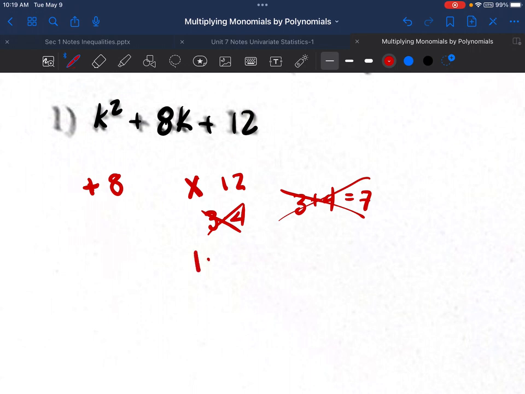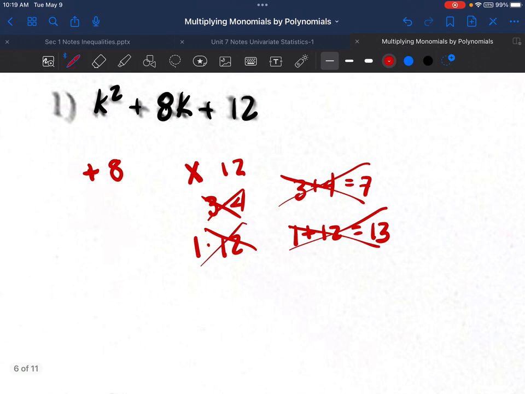Well, I also know that 1 times 12 equals 12 when I multiply them. Let's test it. What's 1 plus 12? And shoot, that equals 13. So I know that's not it. One other thing that I know multiplies to 12 is 2 times 6. Well, let's test it. Does 2 plus 6 equal 8? It does. So this is the one that we want.